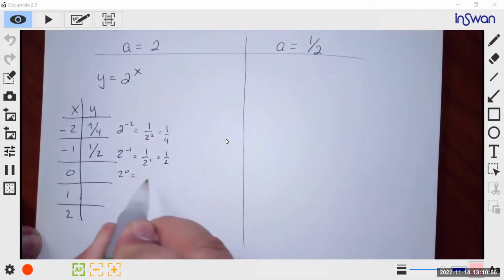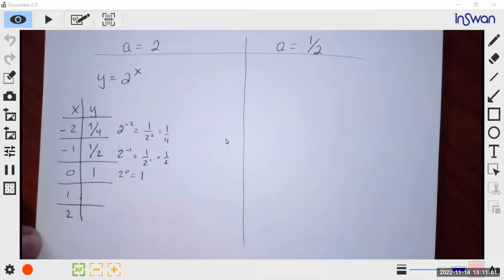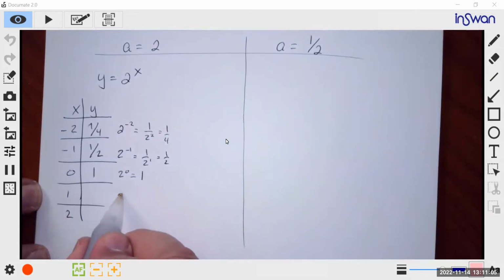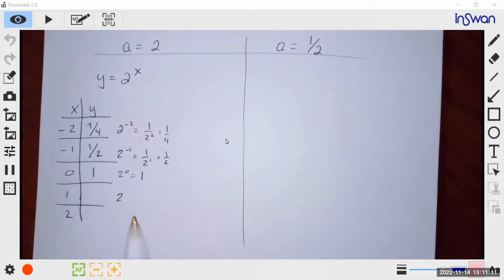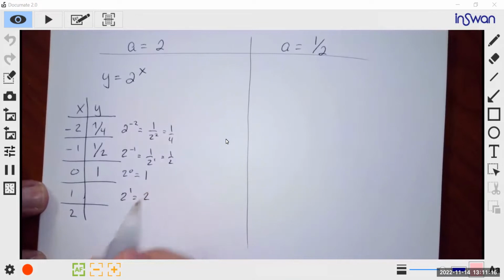Two to the 0. Anything to the 0 power is what? 1. I'm thinking multiplication. Kind of, but there's nothing to multiply yet. It's 0 power. So 2 to the first power is just 2. And 2 to the second power is 4. 2 times 2 is 4.